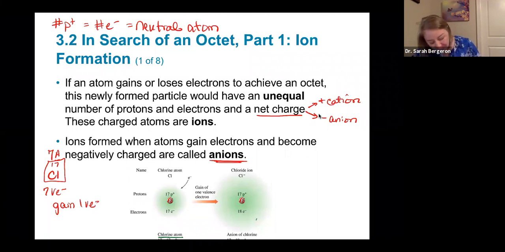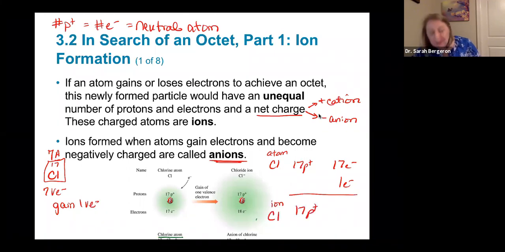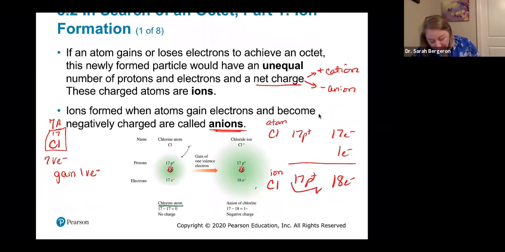So if it does that, let's put it over here. Let's say we started out with this chlorine atom, right? And we said it had 17 protons and it has 17 electrons. But then we said something happened, right? It's going to gain 1. So we're going to put another negatively charged electron and we're going to get a chlorine ion. So this chlorine ion still has 17 protons because it's still chlorine, but it has 18 electrons. So now we have 1 more negative charge than positive charge. So overall, all this put together has a charge of -1.